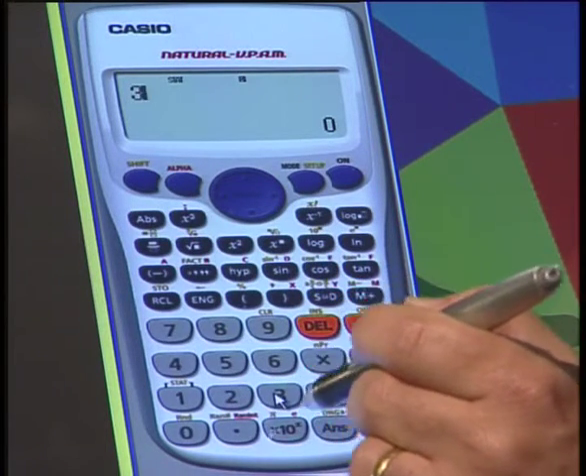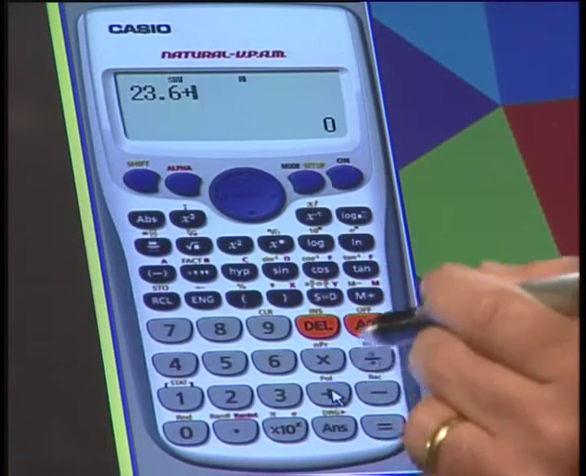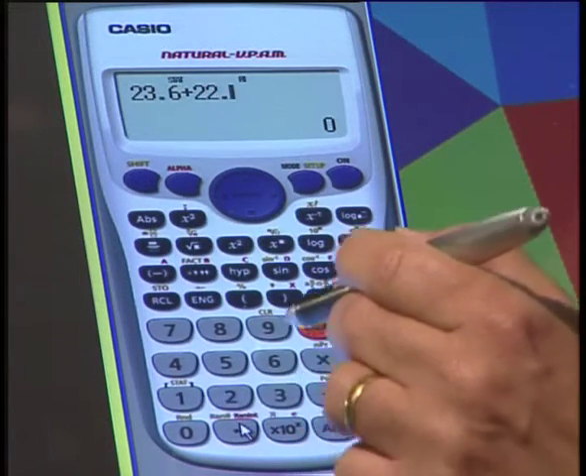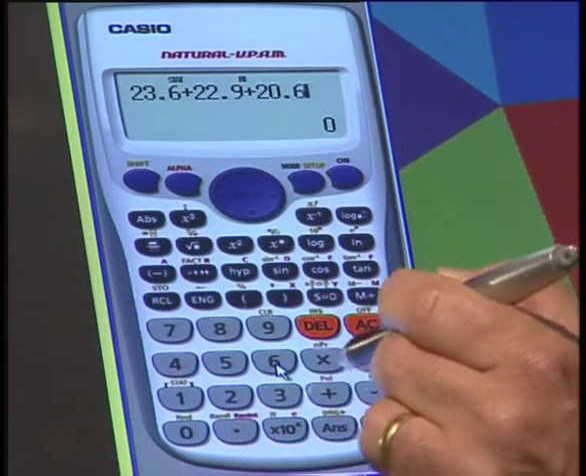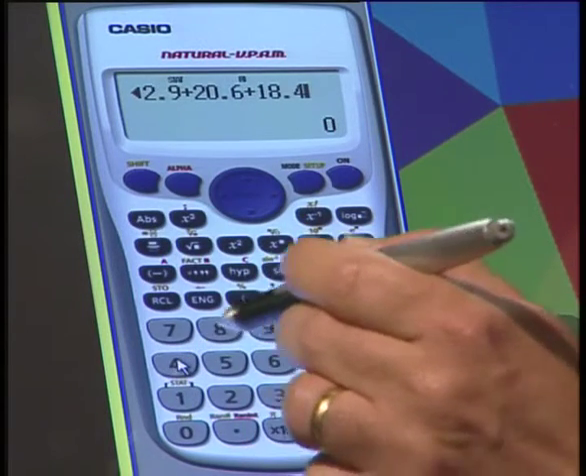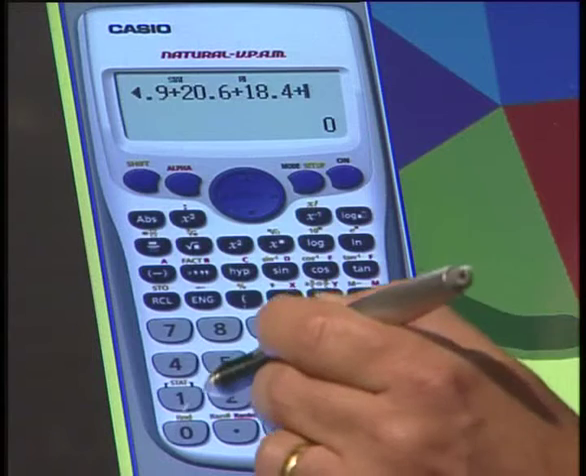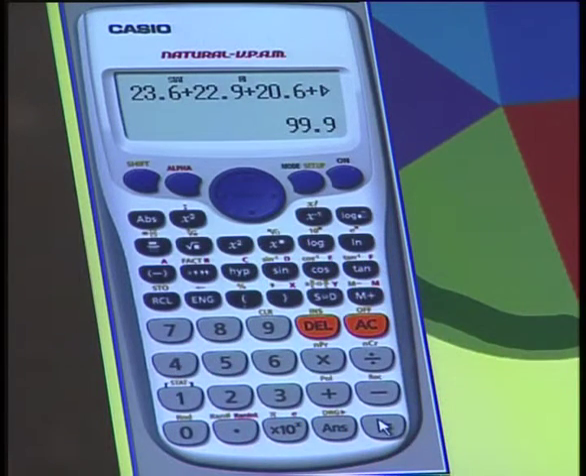23.6 plus 22.9 plus 20.6 plus 18.4 and lastly 14.4. The answer comes out at 99.9.